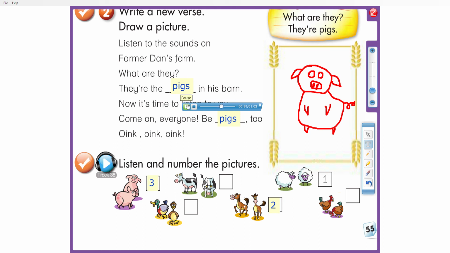4. Number 4. Which animal is number 4? Can you guess? Yes, they are the chicken. Number 4. 5. Can you guess which animal is number 5? Yes, they are the cows. 6. And finally, number 6. They are the ducks. Okay? Good job.